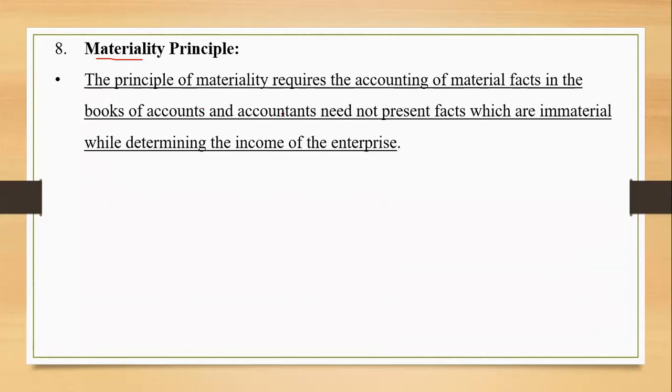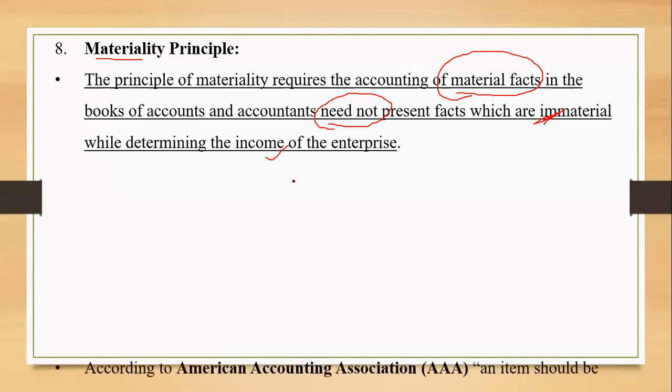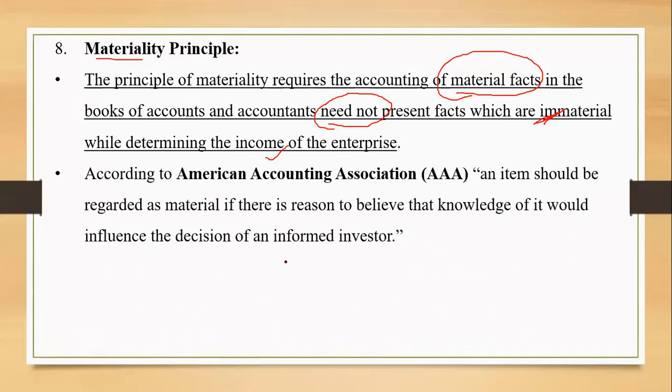The principle of materiality requires accounting of material facts in the books of accounts, and accountants need not present the facts which are immaterial while determining the income of the enterprise. So we need to decide which is a material fact and which is an immaterial fact. What is a material fact? The information, right? An item should be regarded as material if there is reason to believe that the knowledge of such information would influence the decision of the informed investor. Whosoever the investors or stakeholders are, if any such information will influence their decision, then that becomes material information.